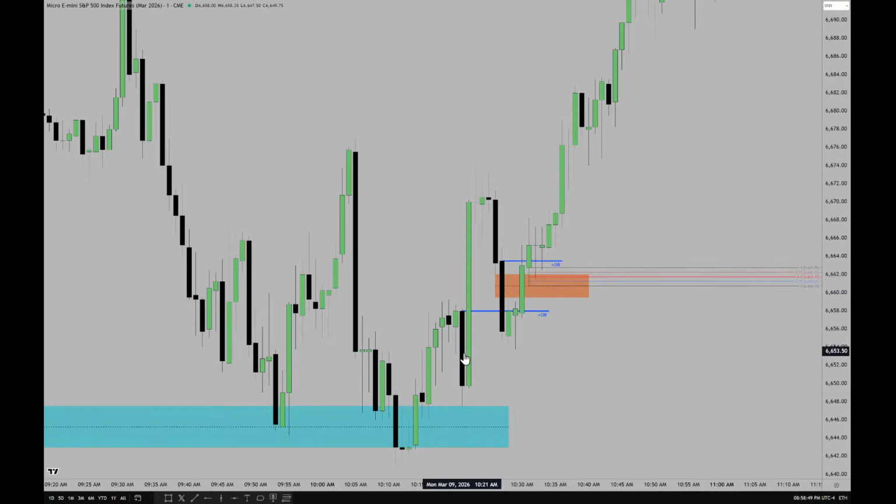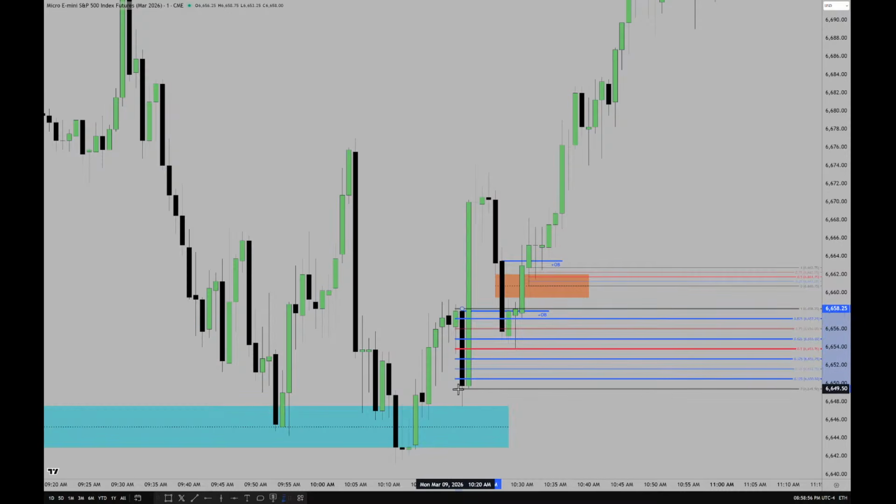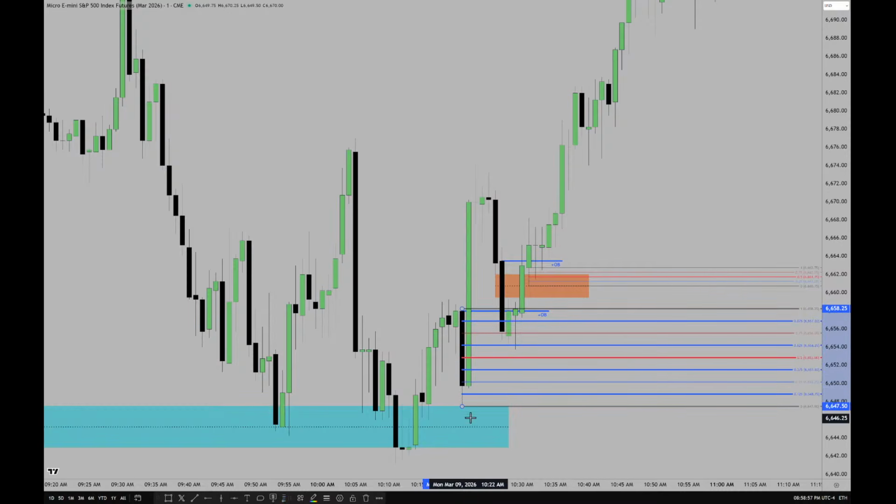It's up here. Half of this range would be viewed like this. It's your full range. There's mean threshold. It didn't get to it. That's the minimum criteria for a valid propulsion block. Propulsion block is an order block.